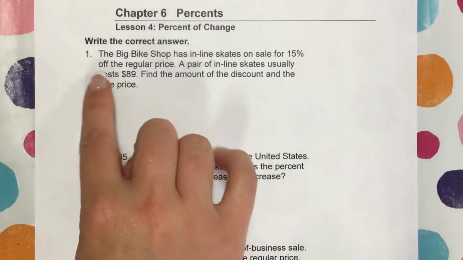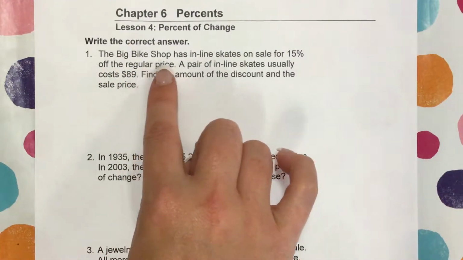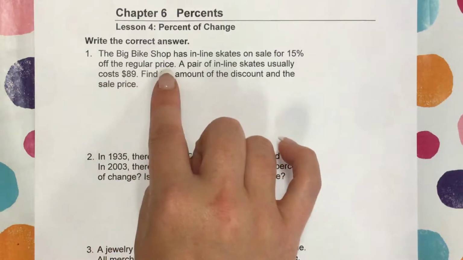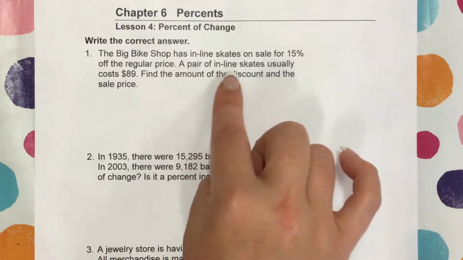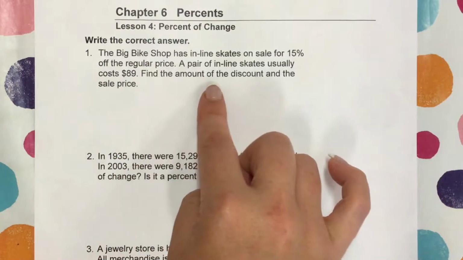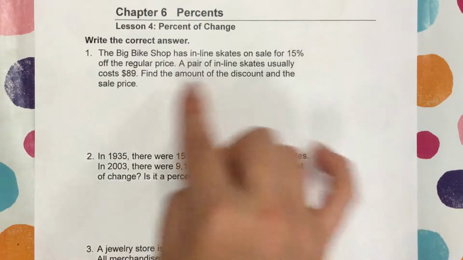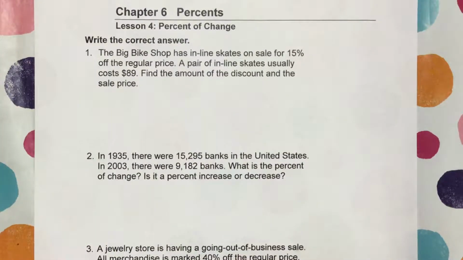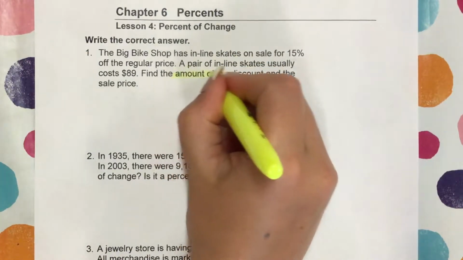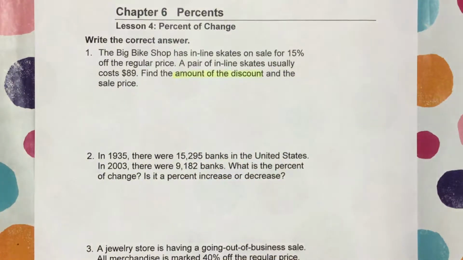Number 1 states that the Big Bike Shop has inline skates on sale for 15% off the regular price. A pair of inline skates usually costs $89. Find the amount of the discount and the sale price. So there's two things we need to find: the amount of the discount and the sale price.